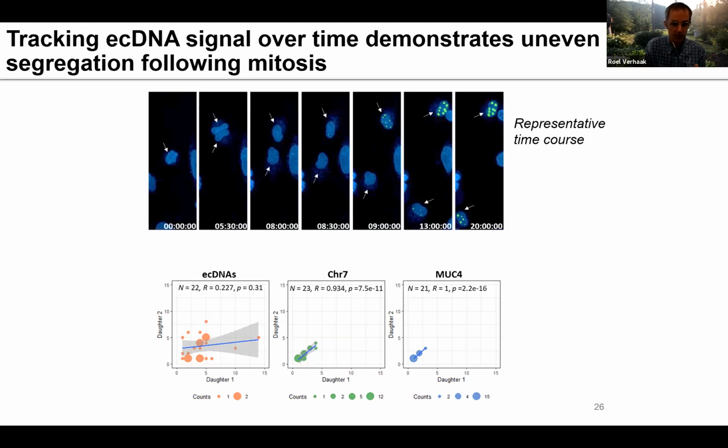Because there's random segregation. Whereas for our 2 controls, chromosome 7 and MUC4, we see a very strong linear correlation as expected, because these 2 controls are segregating evenly, so the number of signals between the 2 daughters should always be the same. So to our knowledge, and this is always a dangerous thing to say, this is maybe the first direct evidence that uneven segregation of ecDNA is really how ecDNA is being inherited.